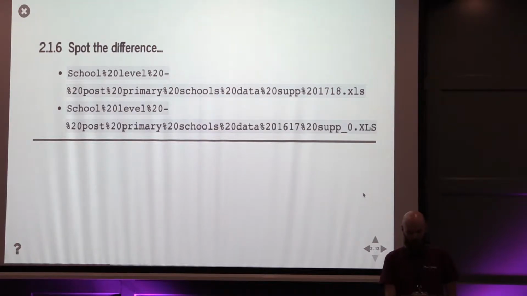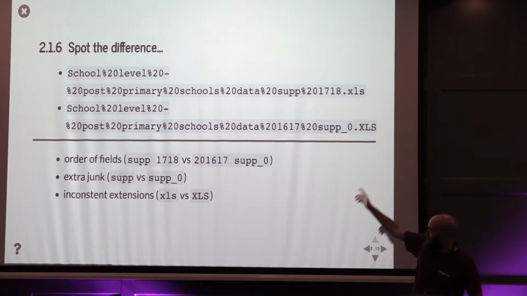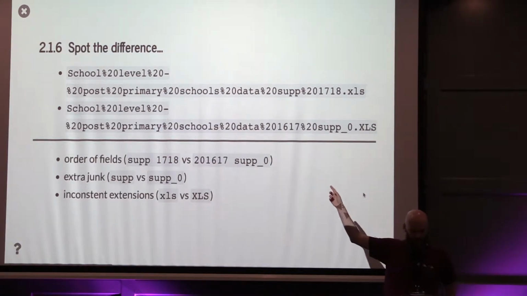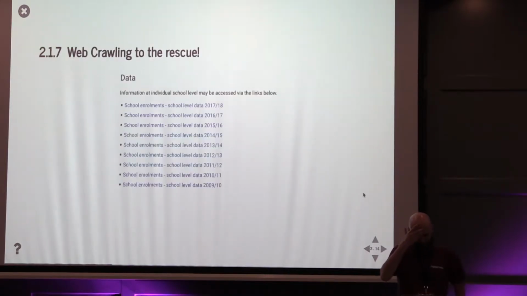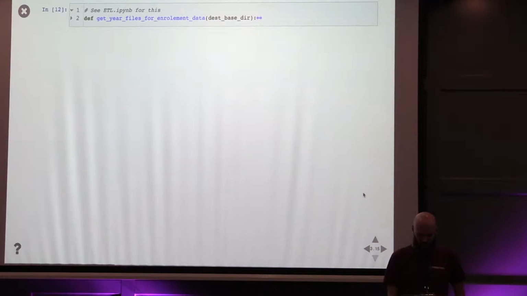Spot the difference. This is formatted terribly, but this is the same data for 2 different years. The order of the fields is completely changed, even if you get rid of the URL dumping. There's this random extra junk that's been thrown in of this sup_0, and for some godforsaken reason, they decided to change the case on the extension. Right. Web crawling to the rescue, Beautiful Soup, yay!